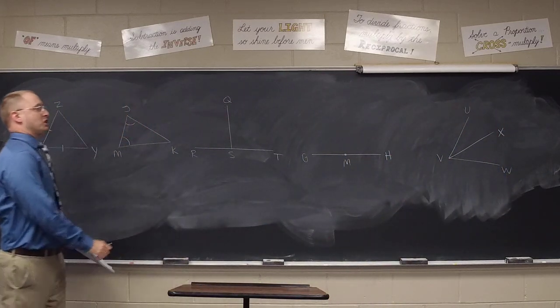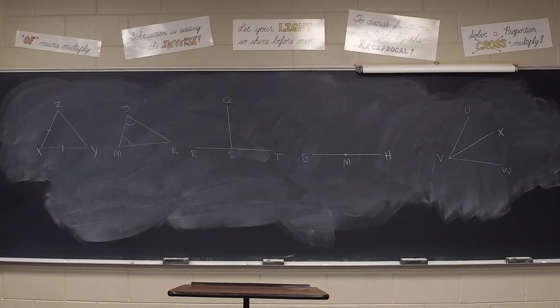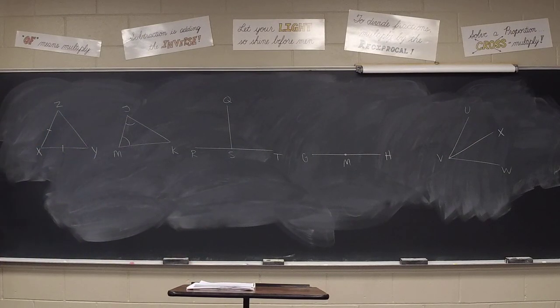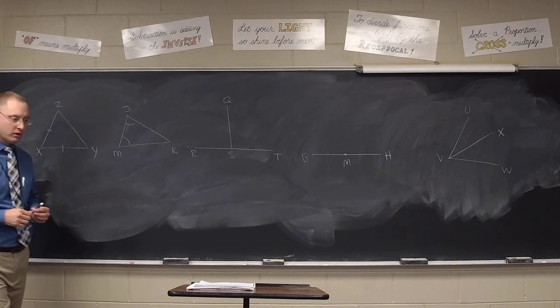Number 5, if I told you that VX bisects angle UVW, clang! What's the next statement you put in your proof? If I tell you that VX bisects angle UVW, what is the next statement you would write down in your proof?